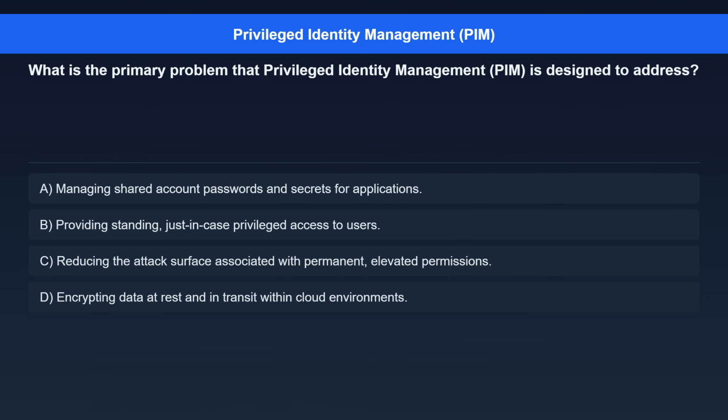Question 1. What is the primary problem that Privileged Identity Management, PIM, is designed to address? Option A. Managing shared account passwords and secrets for applications. Option B. Providing standing, just-in-case privileged access to users. Option C. Reducing the attack surface associated with permanent, elevated permissions. Option D. Encrypting data at rest and in transit within cloud environments.